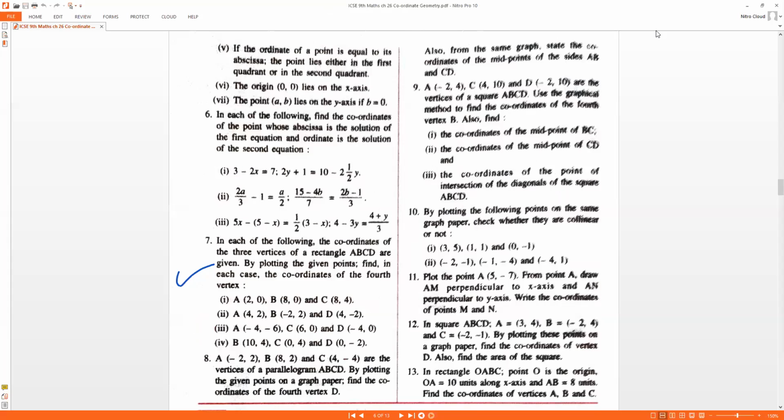Do this quickly. Question 8. A, B, C are the vertices of a parallelogram. What are the properties of a parallelogram? Opposite sides are equal and parallel, isn't it? Yes, sir. By plotting the given points on a graph paper, find the coordinates of the fourth vertex D. Also from the same graph, state the coordinates of the midpoints of the sides AB and CD. Okay, let us go and do this on the whiteboard.